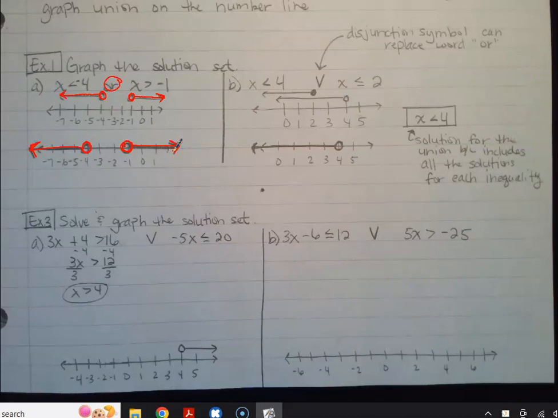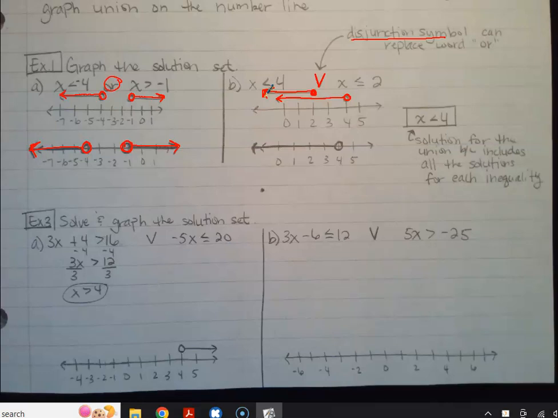Okay, let's look at B. B looks a little bit differently. So we have x is less than 4, or, okay, this is that disjunction symbol here. It can replace the word or, but that's what it means. x is less than or equal to 2. So step 1, we're going to graph each of these. So x is less than 4, so I've got an open circle and my arrow going to the left, or x is less than or equal to 2, so closed circle, arrow going to the left.